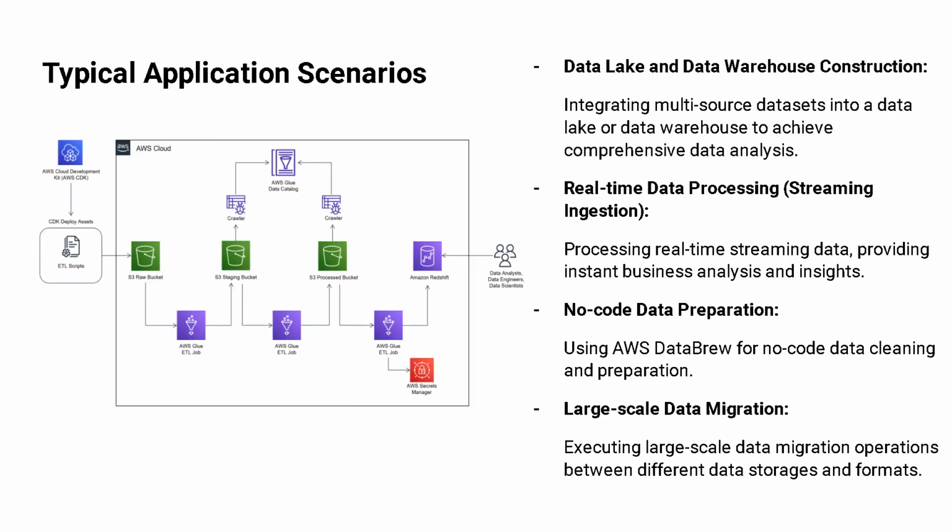So what are the typical application scenarios of AWS Glue? As you can see here, it can help to build data lakes and data warehouses because it allows you to integrate multiple sources of datasets from various locations into a data warehouse to achieve comprehensive data analysis. You can also do real-time data processing, like using Spark streaming ingestion, so it can provide instant business analysis and insights.